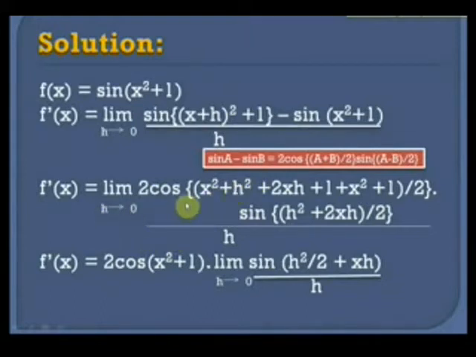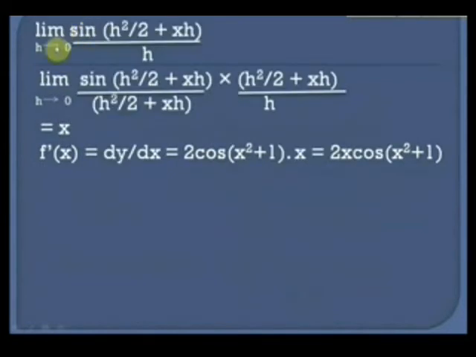Now when h tends to 0, we get f dash x equal to 2 times cos of x square plus 1, because these two terms will be equal to 0 and this would be equal to x square plus 1. Thus we get the expression as 2 times cos of x square plus 1 into the limit of this expression sine of (h square by 2 plus xh) whole divided by h when h tends to 0. We take the limit of this expression. For that, we multiply and divide this expression by h square by 2 plus xh, and as we know that sin x by x is equal to 1 when x tends to 0, this expression would be equal to 1.